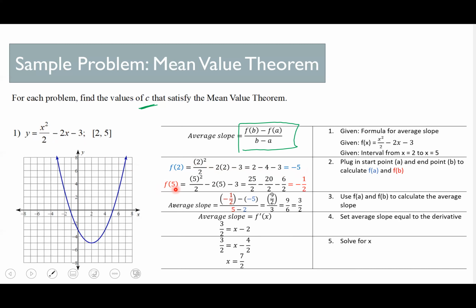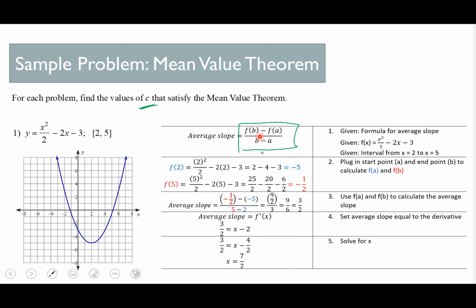Do the same thing down here by plugging in 5 into our equation. If x is equal to 5, then this would be 5 squared over 2 minus 2 times 5 minus 3, which is 25 over 2 minus 20 over 2 minus 6 over 2. Or 25 minus 20 is 5, minus 6 is negative 1. So this is negative 1 over 2. Are you okay in the first step? Yes. Okay, so then I'm going to go to my average slope.